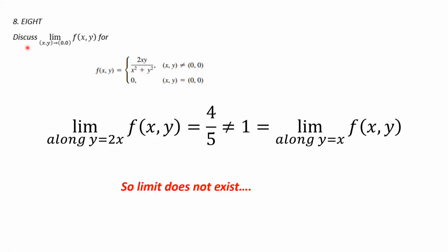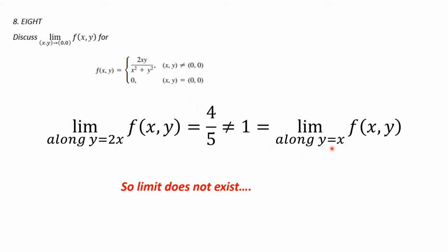Number 8, we were supposed to discuss the limit as (x,y) tends to (0,0) of f(x,y), and here was the function. And the answer is the limit doesn't exist, and you could have had different examples of this, but if I approach (0,0) along y equals 2x, what will happen is I will get 4x squared in the numerator, and in my denominator I will get 5x squared, so that's 4 over 5.